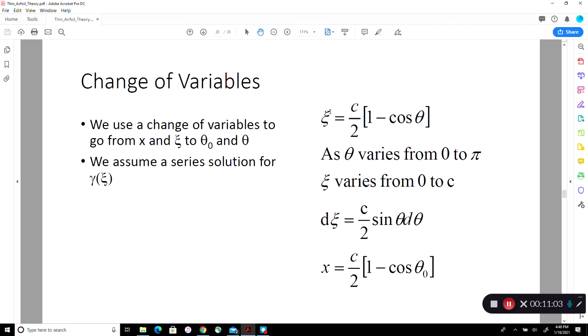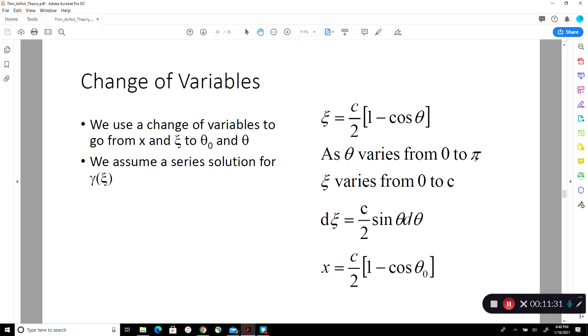So the change of variable they did was they said, I'm going to change the distance xi that goes from the leading edge of the airfoil to the trailing edge to xi. So xi goes from 0 to 1. That means the 1 minus cosine theta must go from 0 to 1. If theta is 0, cosine theta is 1. So 1 minus 1 is 0. So theta equal to 0 represents the leading edge.